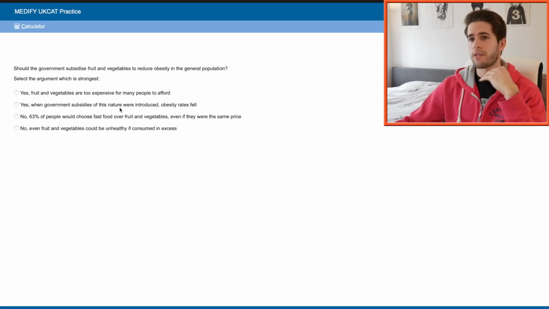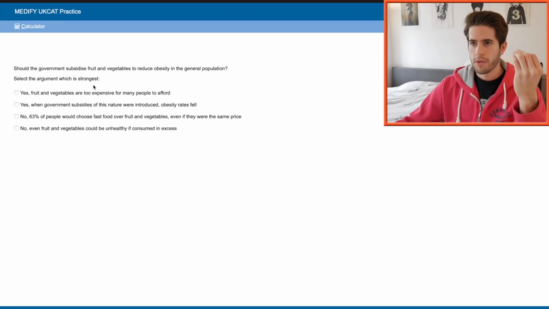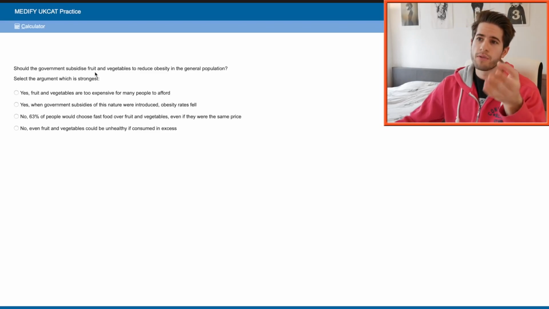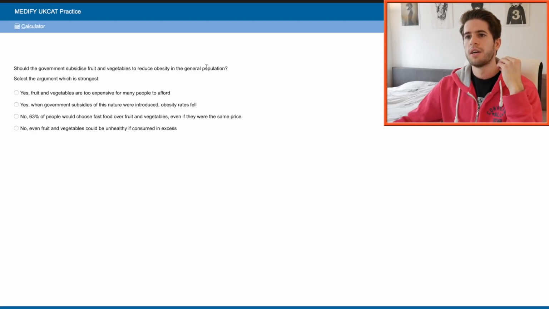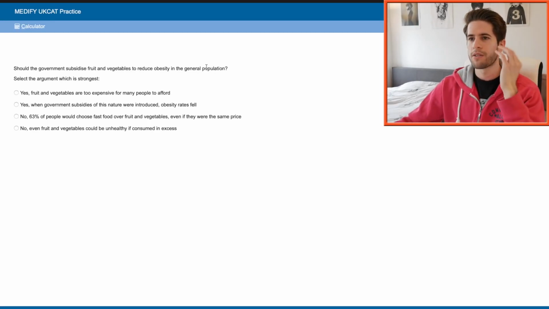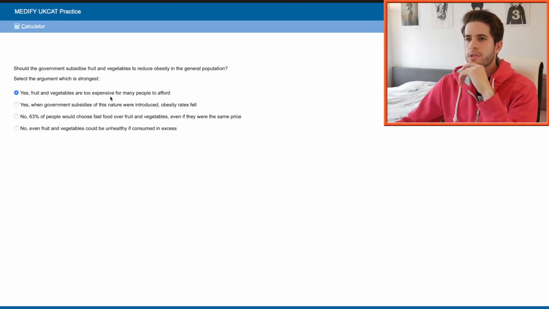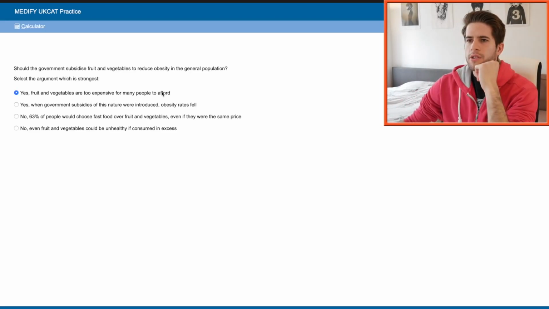So before I even look at the arguments, you know that the strongest argument is going to have to talk about both fruits and vegetables, and it's going to have to mention obesity, and probably in the general population as opposed to other populations. That's going to be the strongest argument. So let's evaluate them one by one. Yes, fruit and vegetables are too expensive for many people to afford. Okay, it's not great. Yes, when government subsidies of this nature were introduced, obesity rates fell.